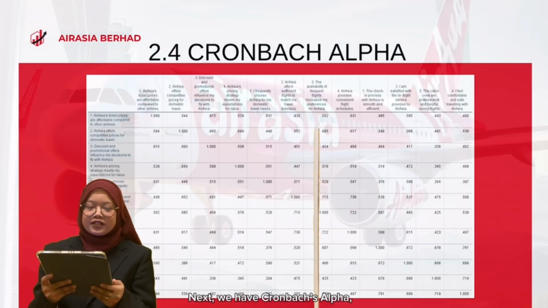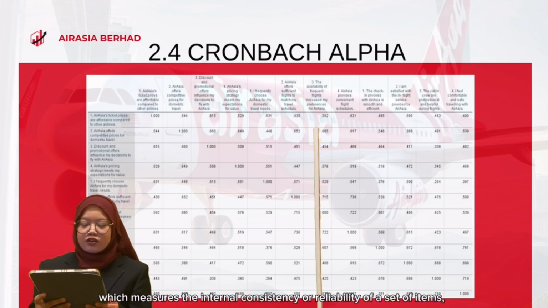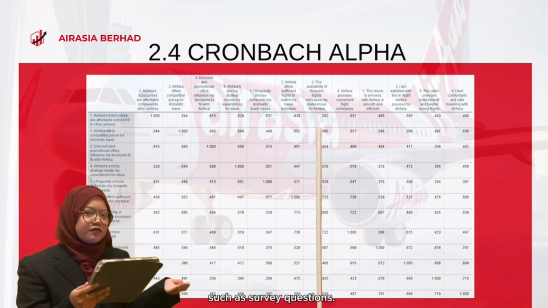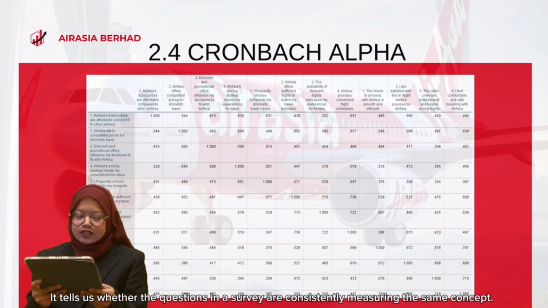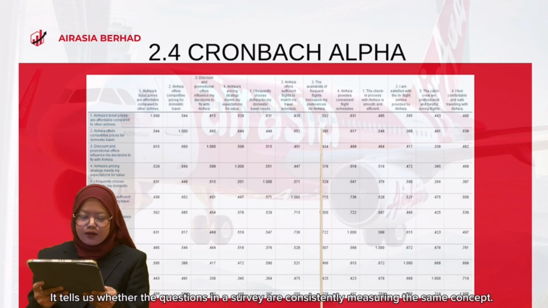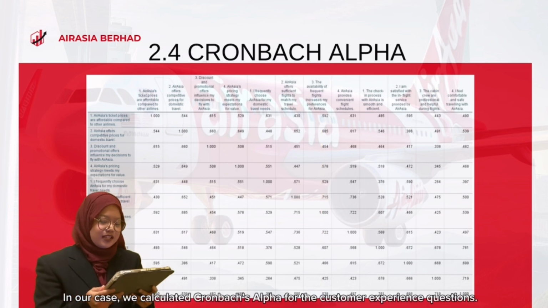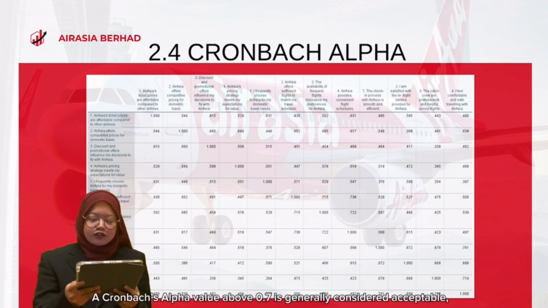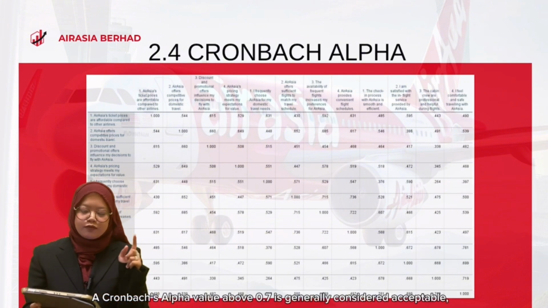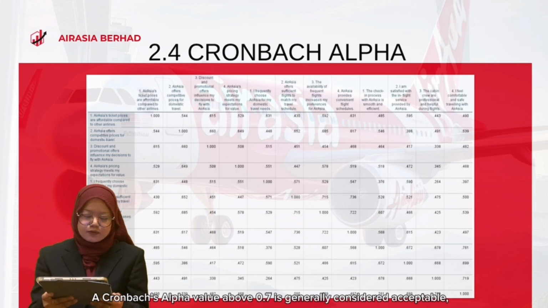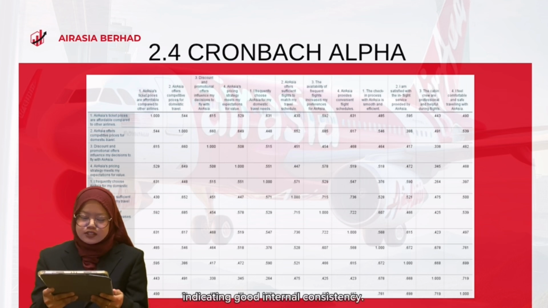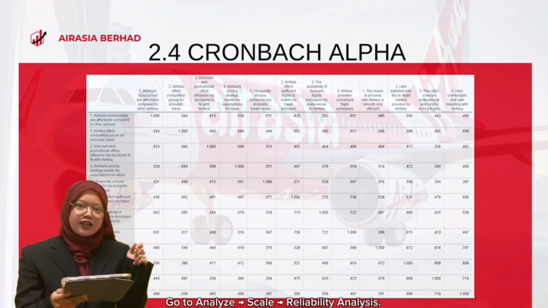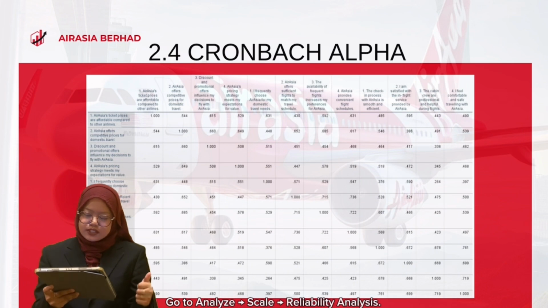Next, we have Cronbach alpha, which measures the internal consistency or reliability of a set of items, such as survey questions. It tells whether the questions in a survey are consistently measuring the same concept. In our case, we calculated Cronbach alpha for the customer experience questions. A Cronbach alpha value above 0.7 is generally considered acceptable, indicating good internal consistency. To calculate Cronbach alpha in SPSS, go to Analyze, Scale, Reliability Analysis.